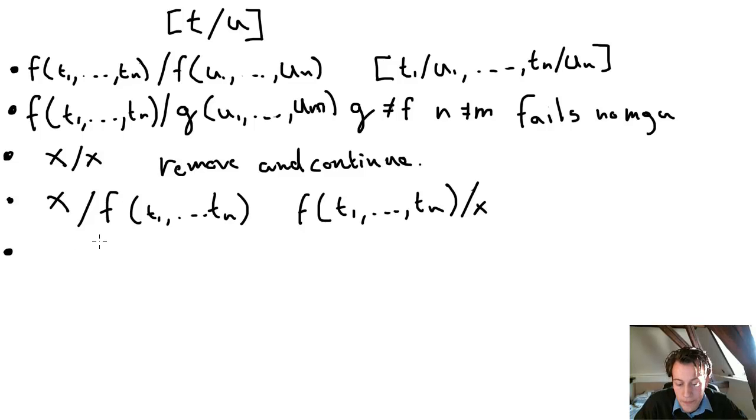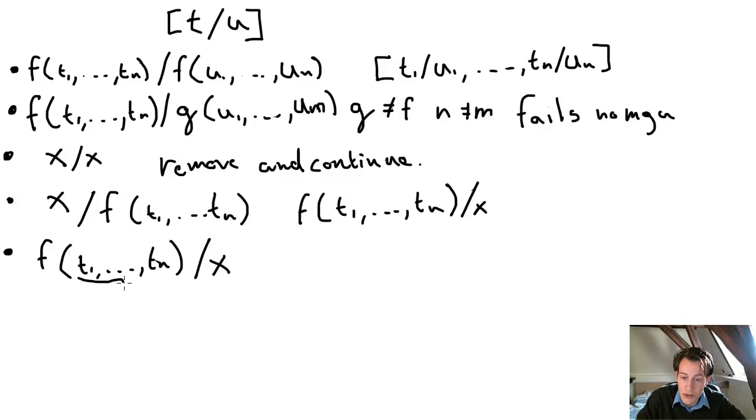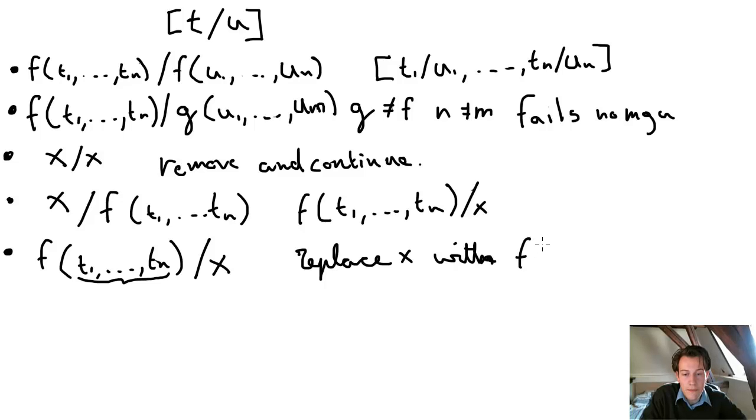So, if it has the form f t1 till tn, x, and x is not a part of these terms, then you can replace everywhere except this place. You can replace x with this function. So replace x with f t1 till tn. This can also be a constant, so you can also have an a or something. It doesn't matter.